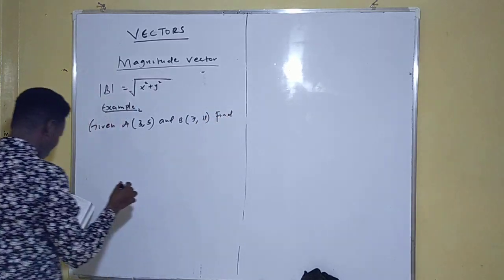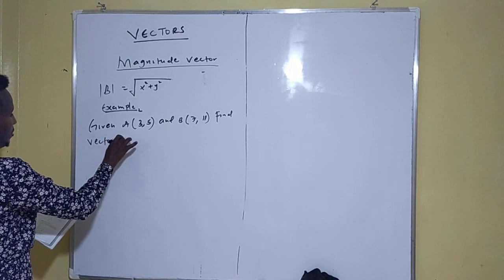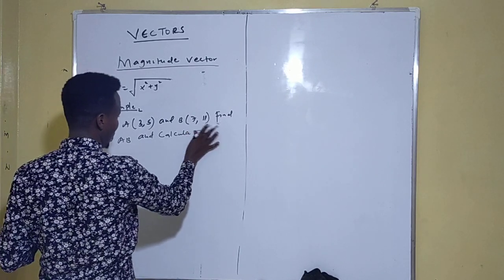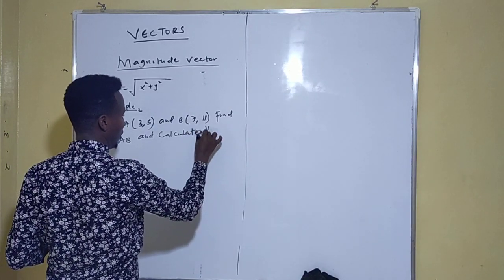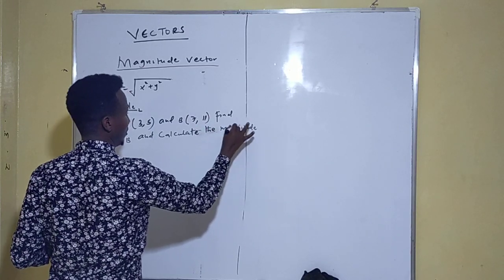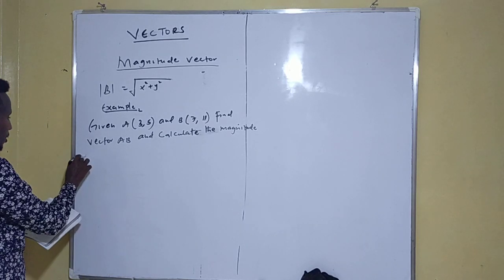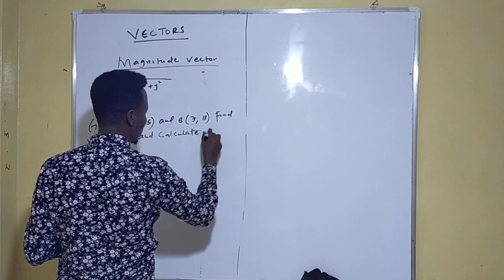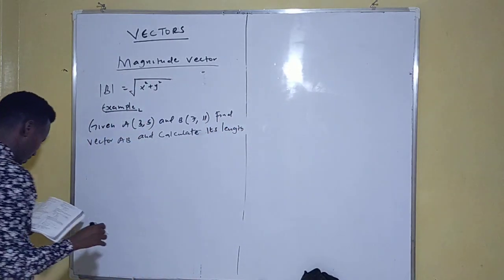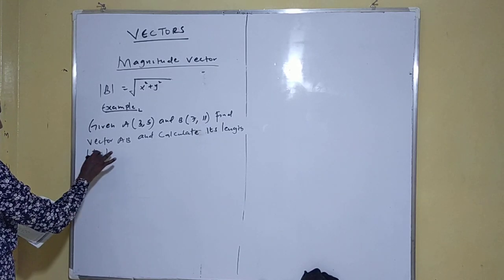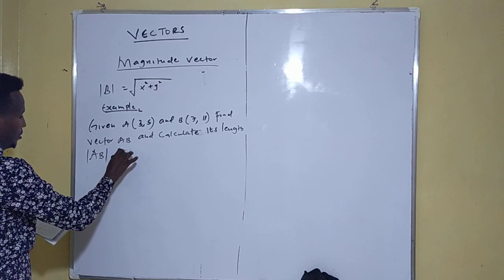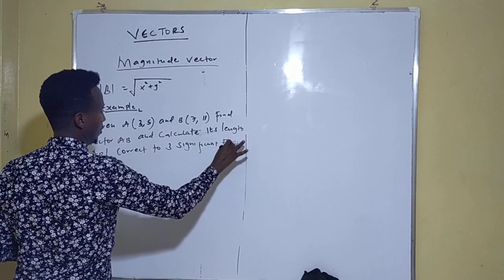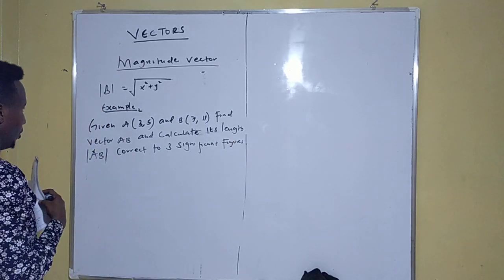Find vector AB and calculate the magnitude of AB, that is, calculate its length AB, correct to 3 significant figures, okay? We will not stress ourselves.